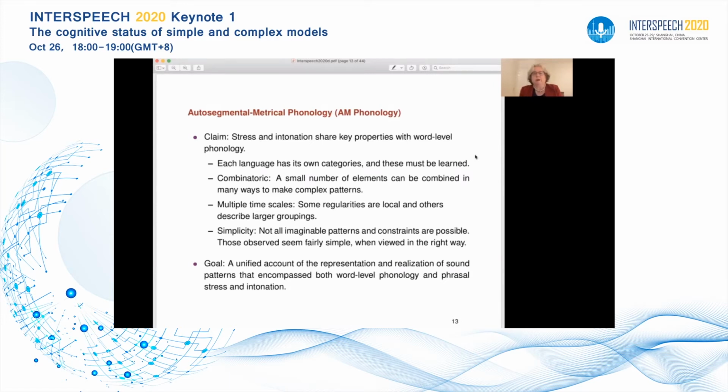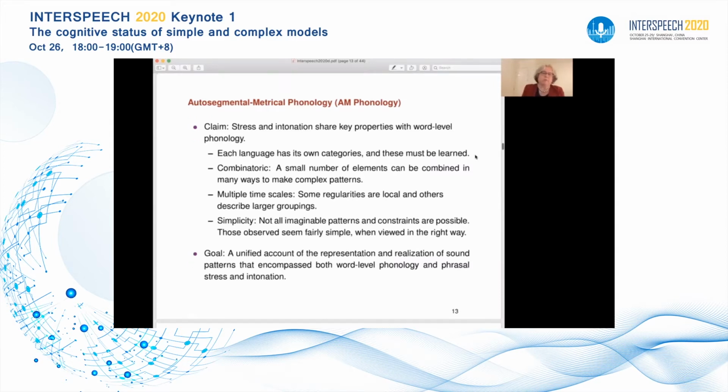And then also both word-level phonology as well as stress and intonation have a certain simplicity. That is, not all imaginable patterns and constraints are possible. The ones you find seem fairly simple when viewed in the right way. So the goal of this theory was a unified account of the representation and realization of sound patterns that encompass both word-level phonology and phrasal stress and intonation.